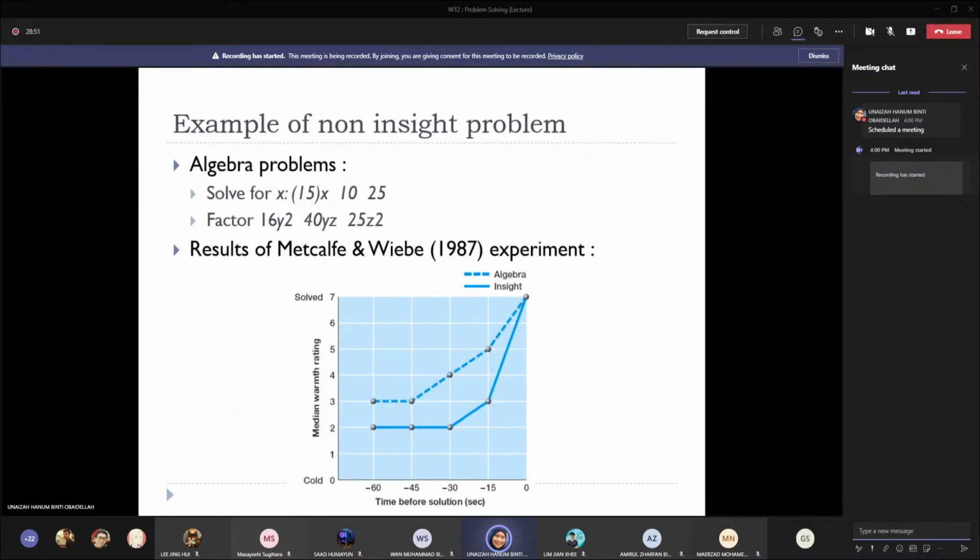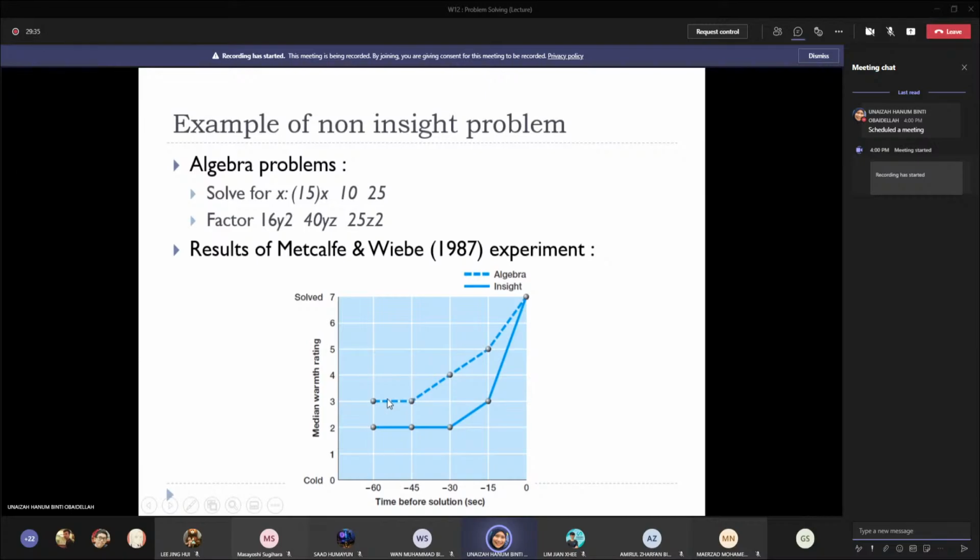Now, another example of a non-insight problem is the algebra problem. When I gave an example earlier, let's say you have to solve for x, and there's some calculation like 15 to the power of x equals 10 plus 25a or something like that. Let's say this one is not complete, but just assume that's the idea. We know what algebra or math problems look like, and often there is a step-by-step method to solve them. It was found that when people were doing these sorts of problems, they could tell how close they were, how warm they were.